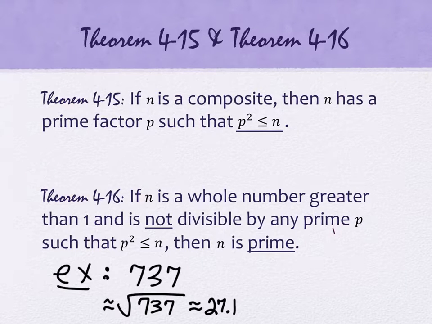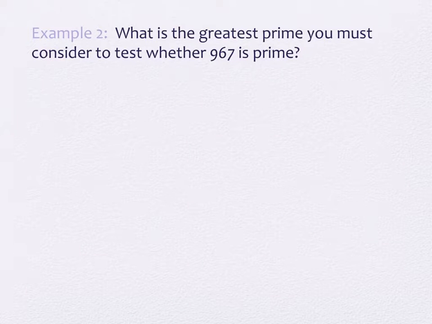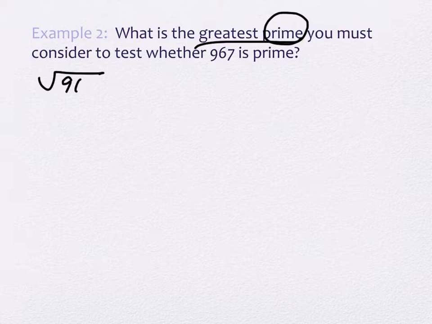Okay? And I think I have the next one as an example. We're going to actually do one and see. So this one says, what is the greatest prime you must consider to test whether 967 is prime? So you check this square root principle. So if I take the square root of 967, what do I get? Approximately, with 1 decimal.